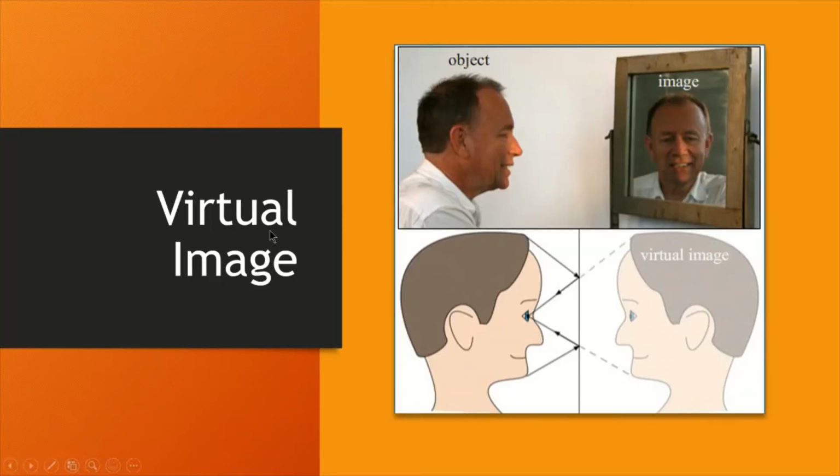Now, virtual image. The image of this guy is formed by the plane mirror. We see his image on the mirror. We have learned to draw the image in a plane mirror, right? So the image is formed behind the mirror, and we see the image on the mirror. So this is a virtual image.